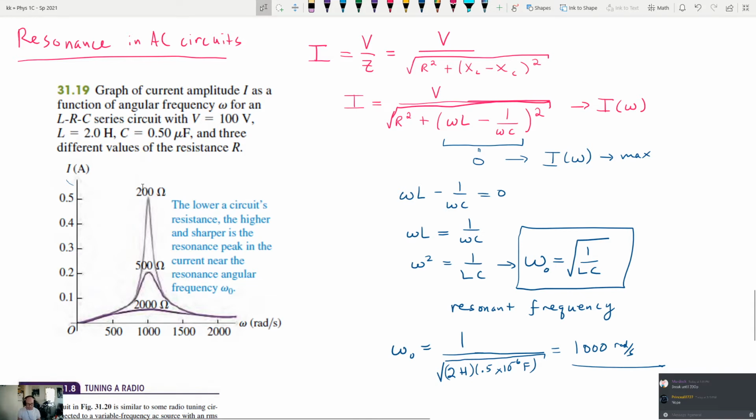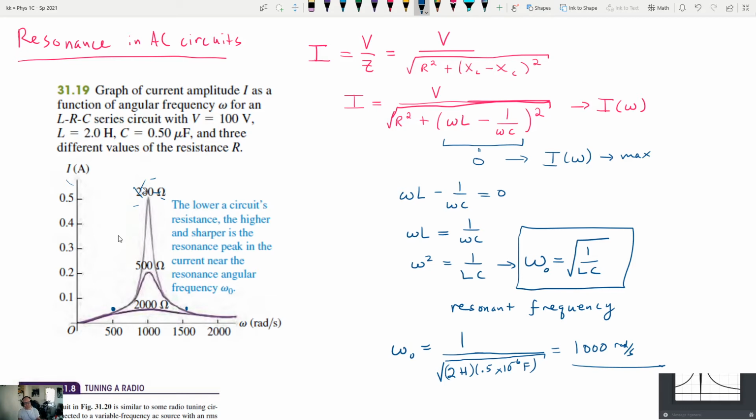So how can we visualize this? Well, if you had, for example, a light bulb in your circuit, and you had all the lights in your room turned off, what you'd notice is that right when you get to 1,000, the light bulb is going to get really, really bright, but then when you start to increase the frequency higher, it's going to fall off and start to get dim again. So the light bulb will be dim over here, it'll be dim over here, but then it's going to be really bright when you're in this region, right?